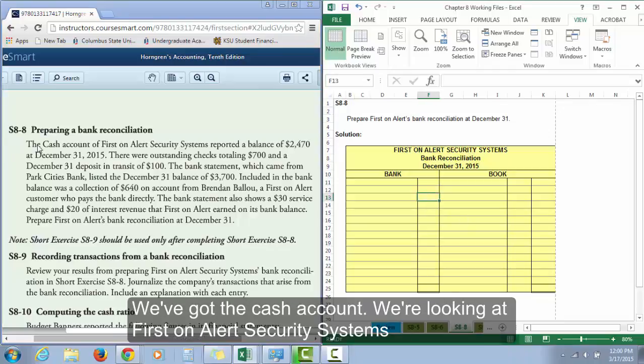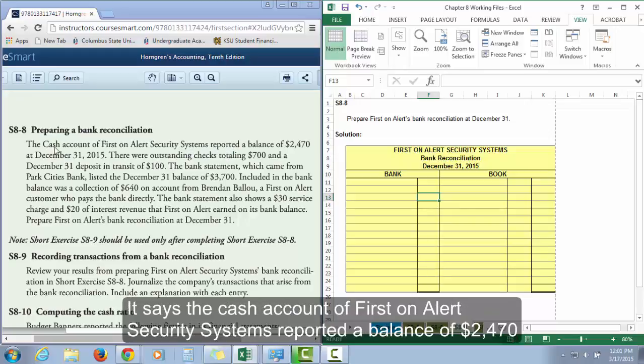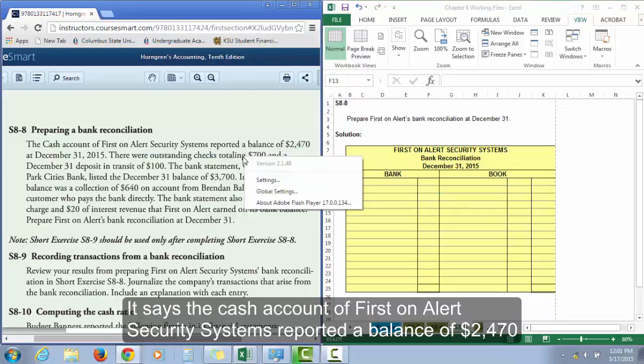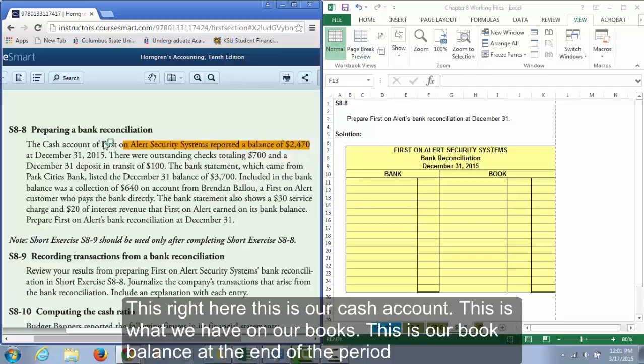All right, so we've got the cash account. We're looking at First On Alert Security Systems. It says the cash account of First On Alert Security Systems reported a balance of $2,470. So this right here, this is our cash account. This is what we have on our books, okay? So this is our book balance at the end of the period.